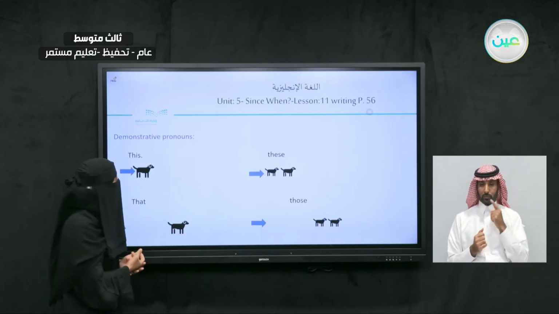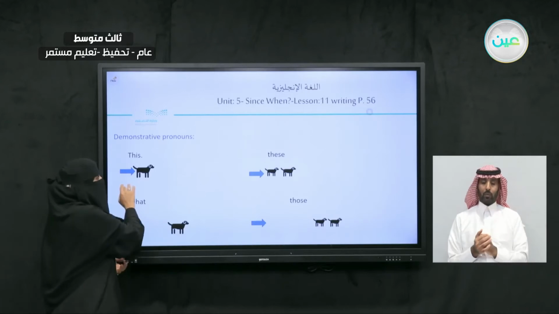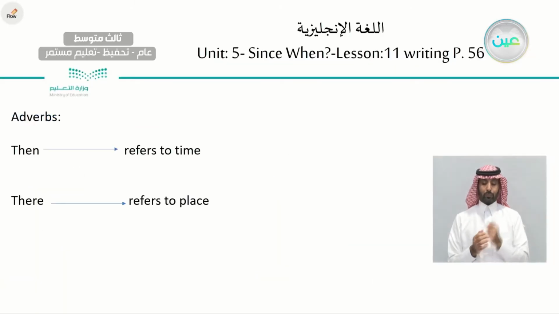This is how we use the demonstrative pronouns. Okay, what about the adverbs? The adverbs here we have then and there. Then we use it when we are talking about time, when we want to refer to time, okay? And there we use it when we are referring to a location or a place, okay?